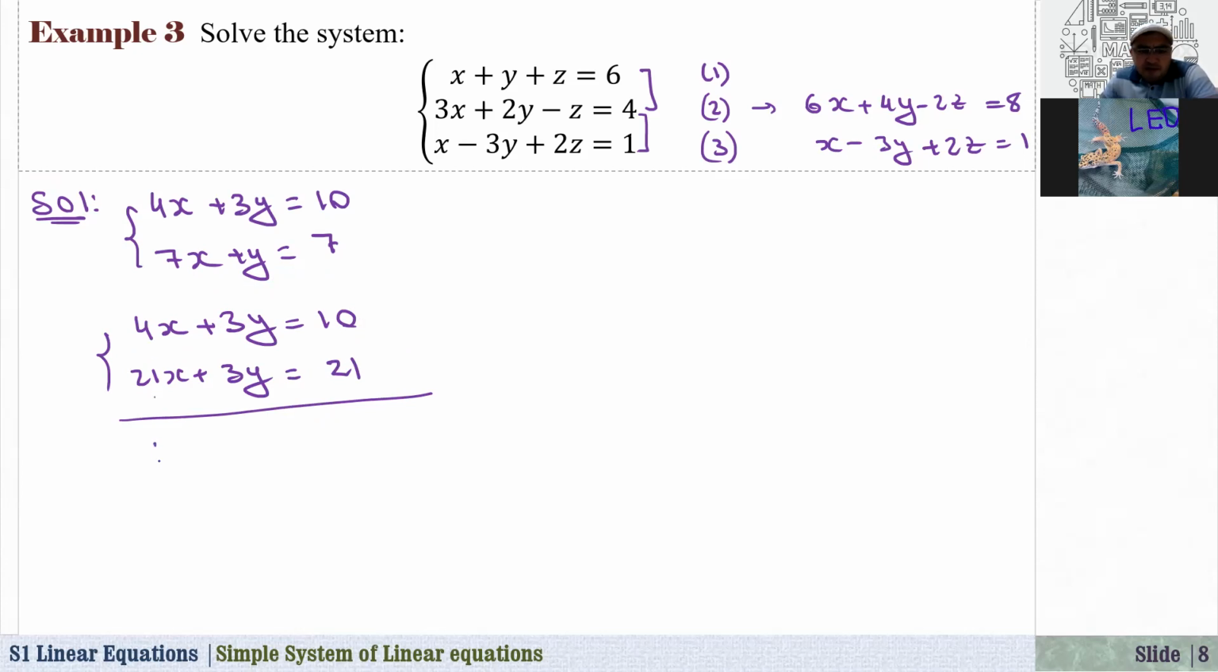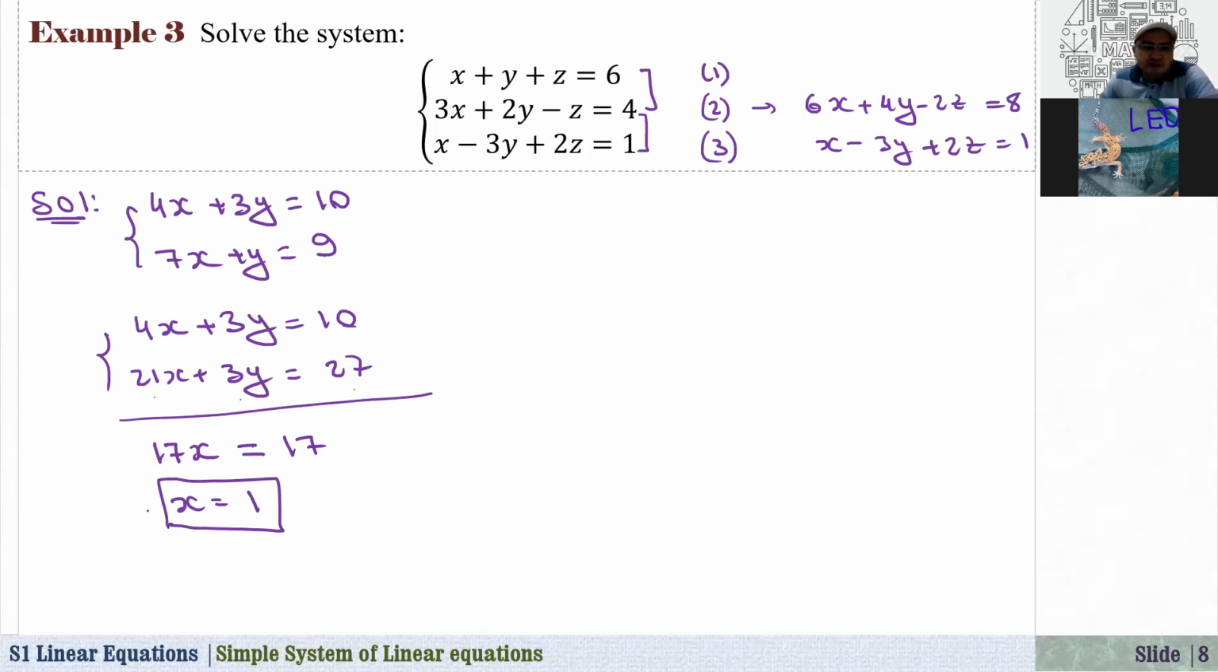21 minus 4, that is 17x. 3y minus 3y, that's equal to 0. 21 minus 10, that's equal to 11. Sorry, here it should be 9, right? Because I added 9. So multiply by 3, 27. So subtract here, 27 minus 10, it is 17. So from here, what is x? x equals 1. So that is the value of x.